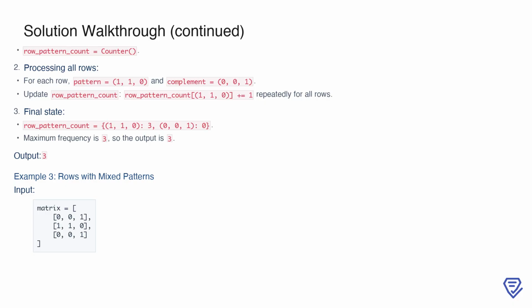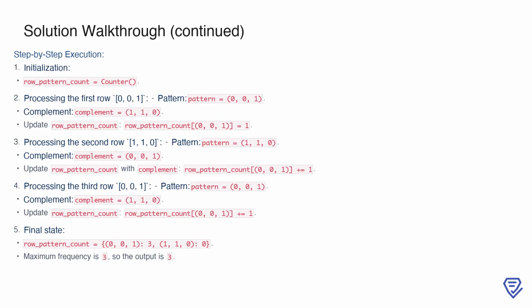For the first row, 1, 1, 0, we convert it to the tuple (1, 1, 0) as the pattern, and its complement is calculated as (0, 0, 1) by flipping each bit. We update the counter, incrementing the pattern (1, 1, 0) by 1. The same process is repeated for the second and third rows, incrementing the frequency of (1, 1, 0) to 2 and then 3. The complement (0, 0, 1) remains unused in this case, as it doesn't match any row. The final state of the counter is (1, 1, 0): 3, (0, 0, 1): 0.